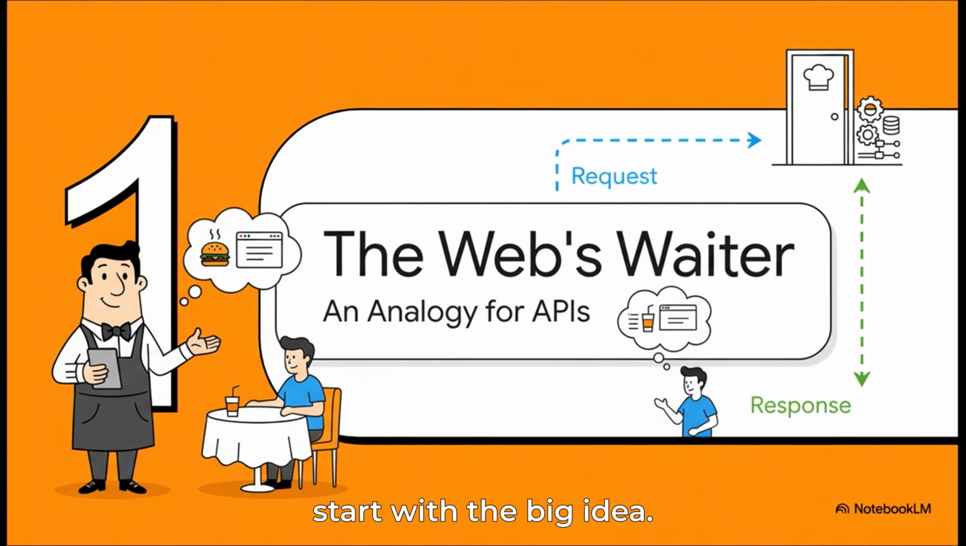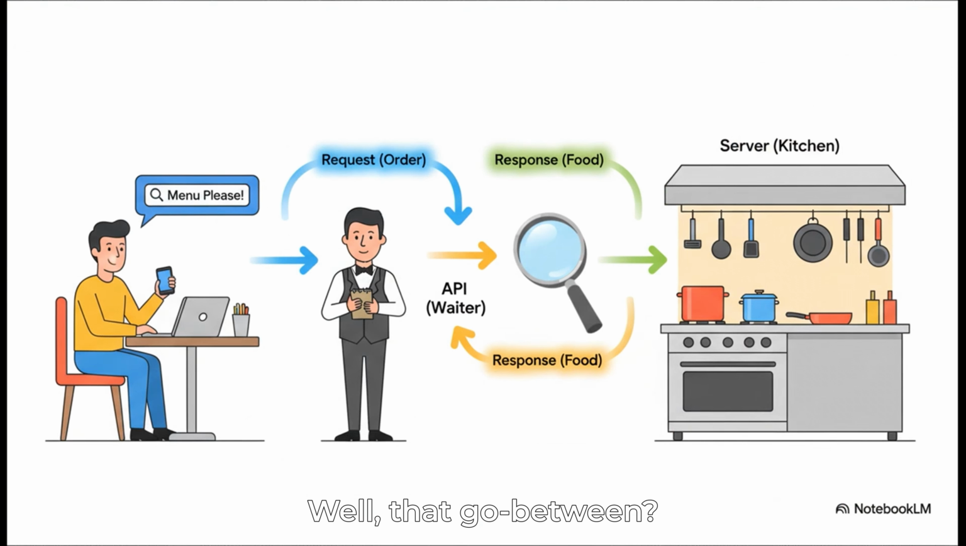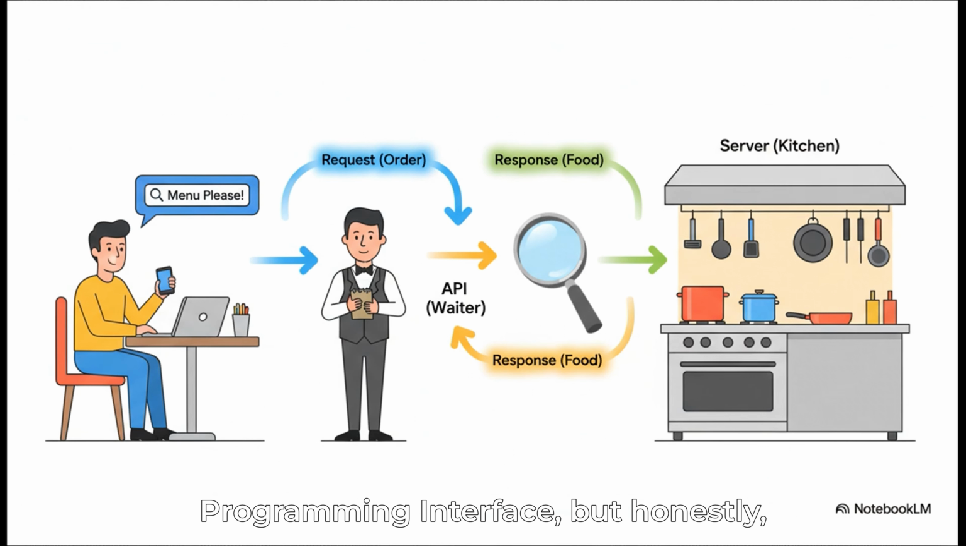All right, let's start with the big idea. By far, the easiest way to get your head around an API is to just imagine you're sitting in a restaurant. You, the customer, need to tell the kitchen what you want. But you don't just wander back there yourself and start cooking, right? Of course not. You need a go-between. Well, that go-between? That's the API. It stands for Application Programming Interface, but honestly, just think of it as a messenger.